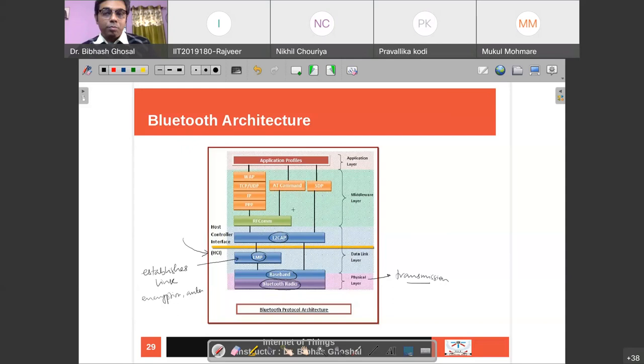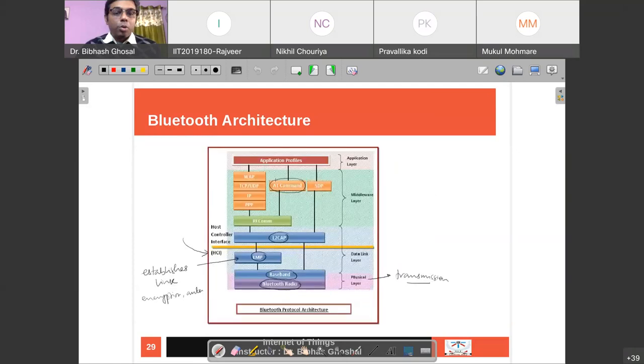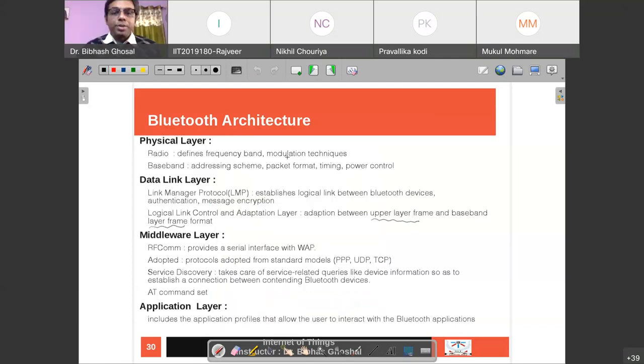And sitting on top of that is some kind of a command set. We all know that there are about 80 commands that are used in Bluetooth for establishing the handshaking for the communication, and quite a few other kinds of service discovery. Then we have the protocols which are adapted from standard models like TCP, etc. And finally, the application layer, which is the layer that allows you to interact with the Bluetooth application. So this is overall the idea of Bluetooth.